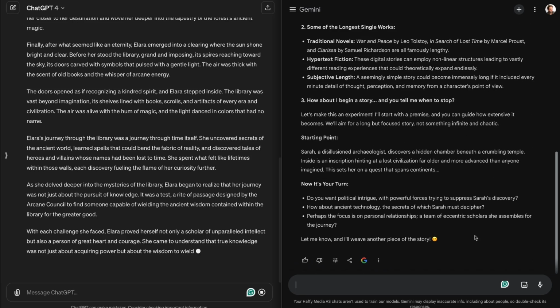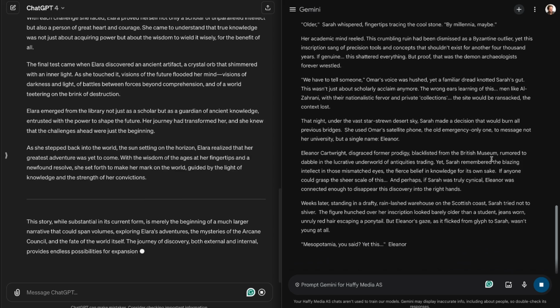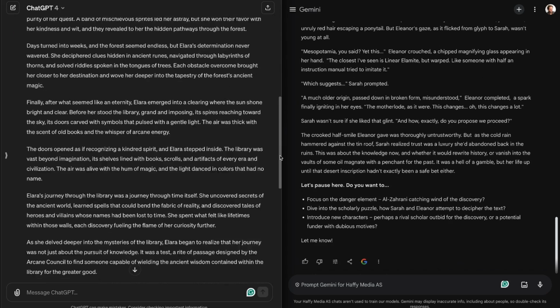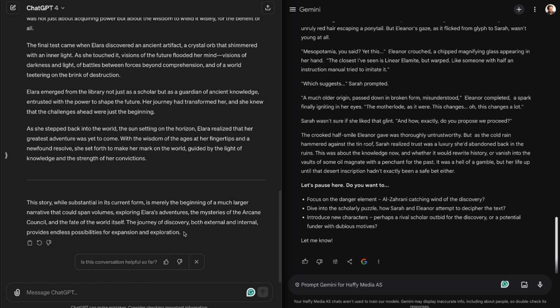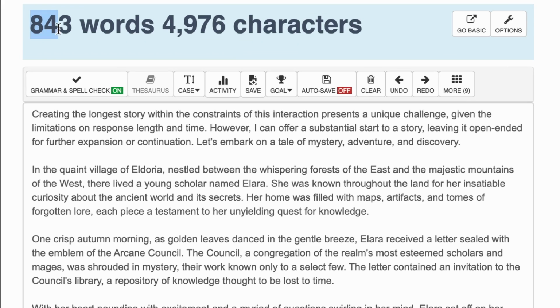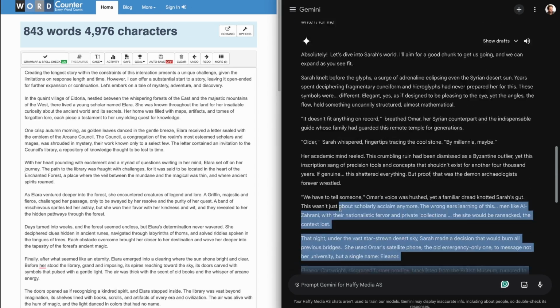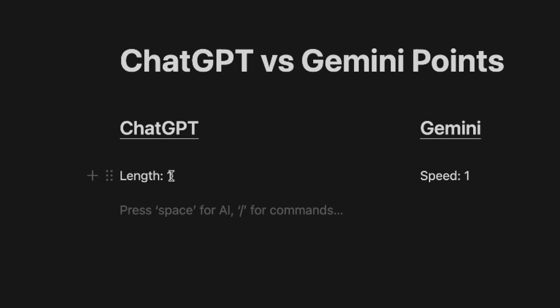So it doesn't really want to try. Let me ask it to write it for me. Now you can see that it is trying to write the story. Take a look at ChatGPT here. It managed to write pretty long, giving us a whopping 843 words. Now the second response for Gemini, 578 words. I think it's fair to say that length goes to ChatGPT and speed goes to Gemini.